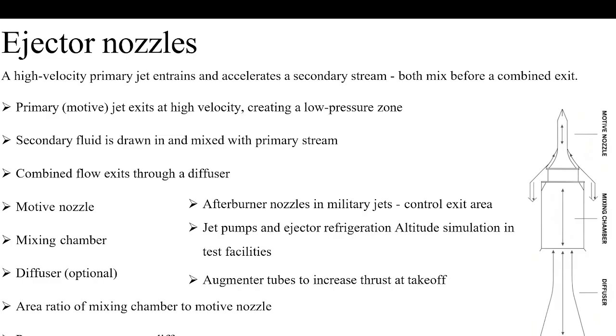There is a mixing chamber and a diffuser. The diffuser is placed based on the requirement. If I want to decelerate the flow, I will be using the diffuser. If not, we will not be using the diffuser. Okay, area ratio, mixing, all those things can be done.